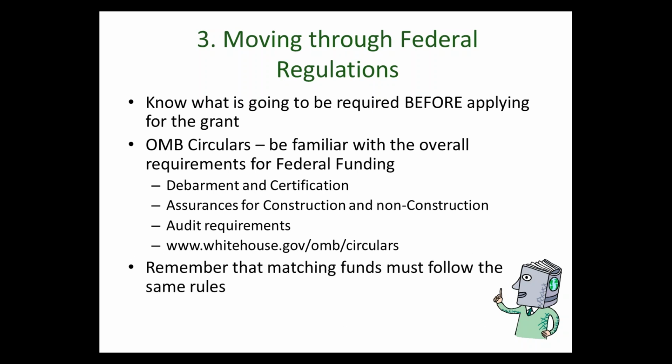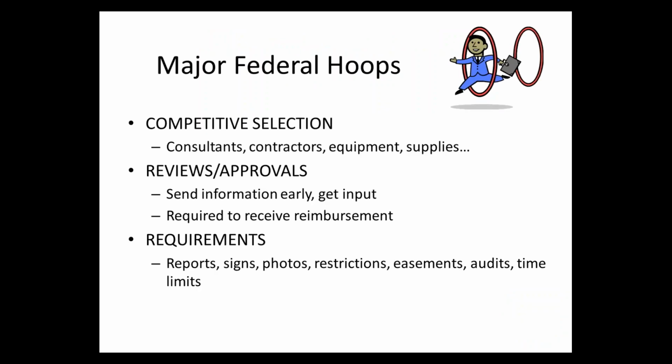And remember that matching funds must also follow the same rules as federal funds if they're included as part of the project. A lot of times there are what we call federal hoops. Some people might call it red tape, but these are things that will always be a part of a federal award. That's competitive selection, be it consultants, contractors, equipment, supplies, and review and approvals, making sure you're sending your information in before you do the work. Send it in early, get input. A lot of these approvals are required before you can receive reimbursement.